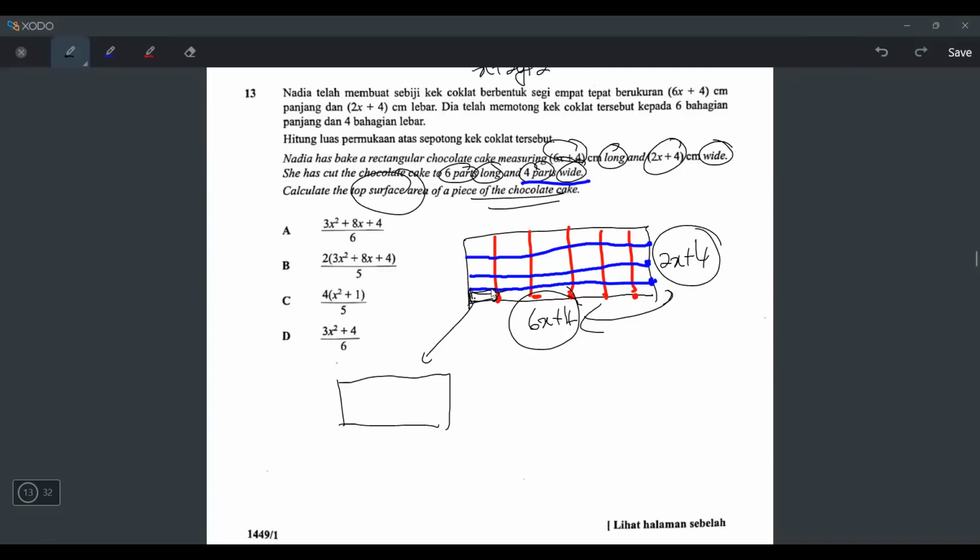Okay. So let's focus on this one small piece. One piece. So what will be the length and the width? It won't be 6x plus 4. It will be 6x plus 4 over 6 because I already cut it into 6 equal sides.